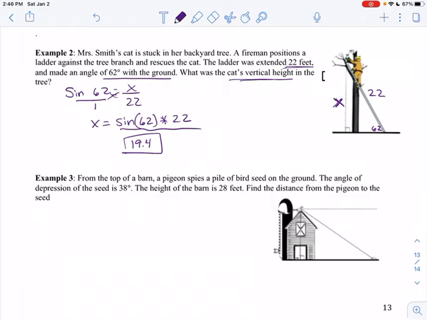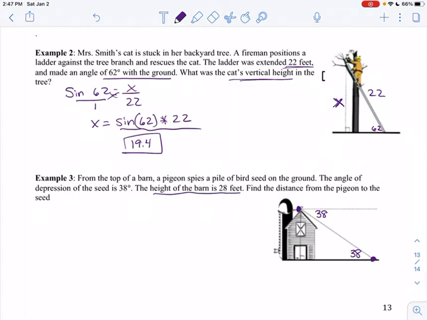Okay. And number 3 is another one that's not too bad as well. So from the top of a barn, a pigeon spies a pile of birdseed on the ground. So this right here is my birdseed down here. The pigeon is up here. The angle of depression of the seed is 38 degrees. So technically, remember, angle of depression is at the top outside of the triangle. But because these are alternate interior angles, I'm going to put it in the bottom corner of the triangle.